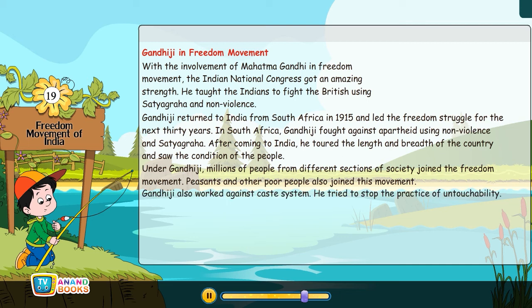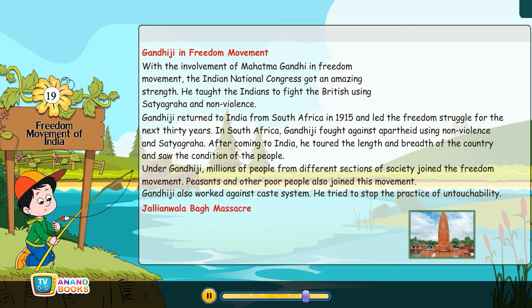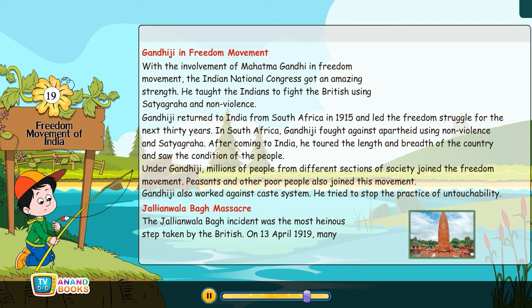Gandhiji also worked against the caste system. He tried to stop the practice of untouchability. Jallianwala Bagh Massacre. The Jallianwala Bagh incident was the most heinous step taken by the British.